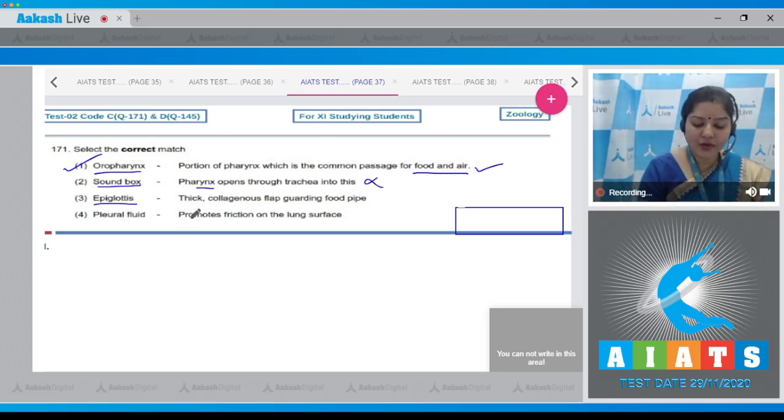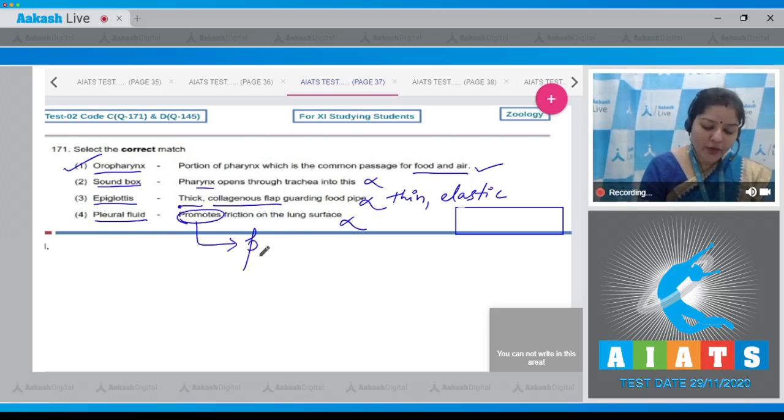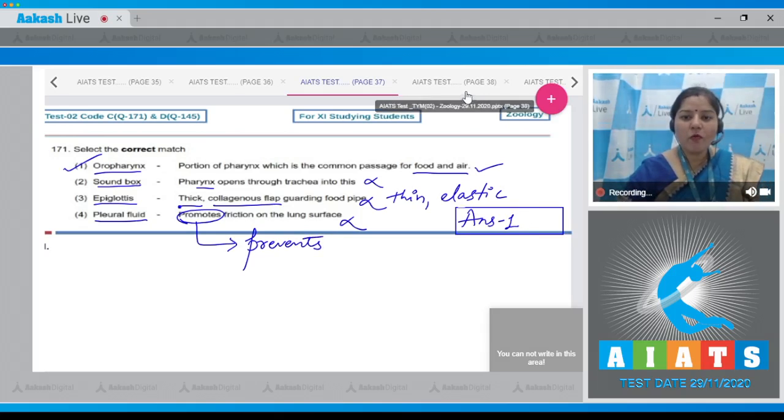Third option, epiglottis. Thick collagenous flap guarding food pipe. This is incorrect because epiglottis is thin elastic flap. Fourth option, pleural fluid promotes friction on the lung surface. This is incorrect because pleural fluid prevents friction on the lung surface. So correct answer to our question is option number 1. Let's move on to the next question.